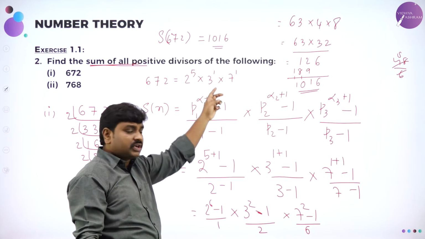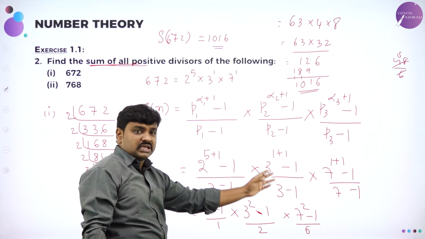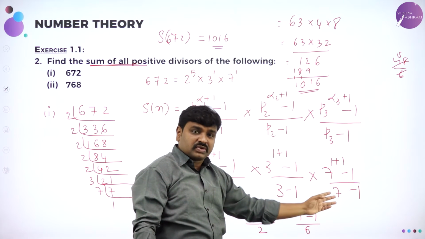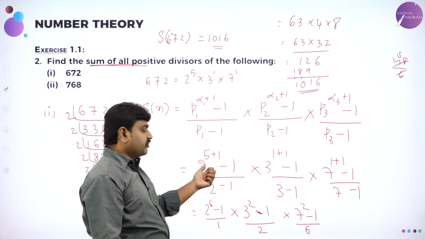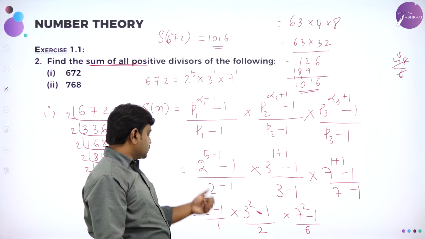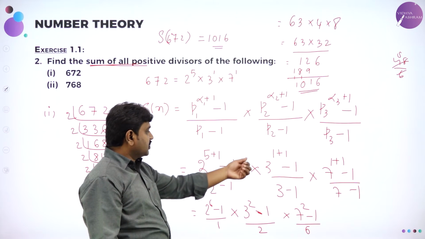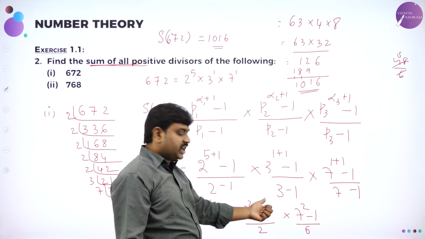Similarly 3 power 1 plus 1 minus 1 divided by 3 minus 1. Then 7 power 1 plus 1 minus 1 divided by 7 minus 1. Simplify this. This will become 2 power 6. 2 power 5 is 32, 2 power 6 is 64. 64 minus 1 is 63. 3 square is 9, 9 minus 1 is 8, 8 by 2 is 4.